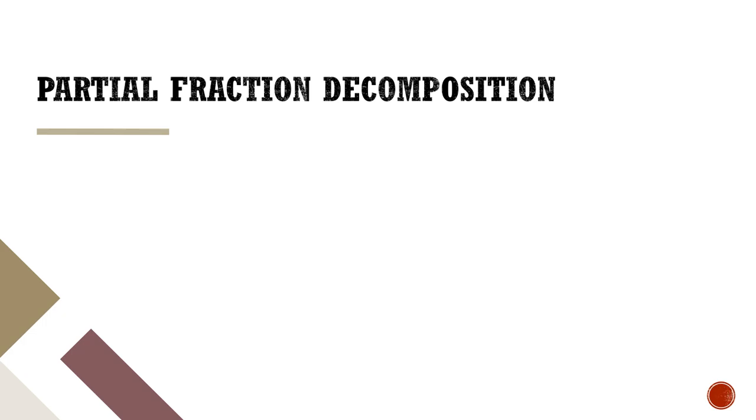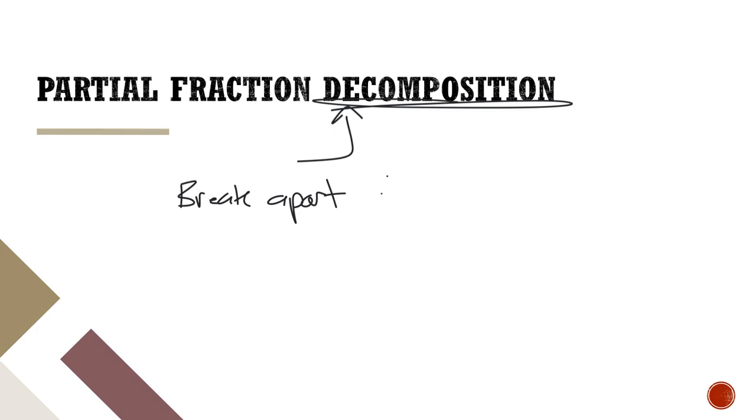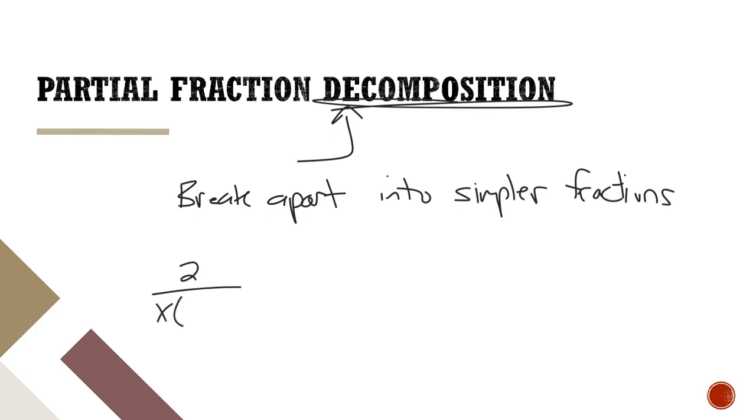So for example, decomposition of this will be to break apart into simpler fractions. So the idea is just to have two simple fractions versus one complex fraction. So if I have 2 over x times x minus 1, I could break it apart into two different fractions like a over x plus b over x minus 1. And we'll eventually have to find what a and b is.